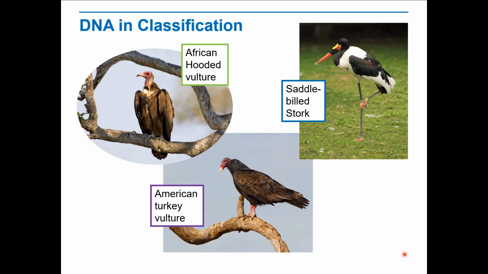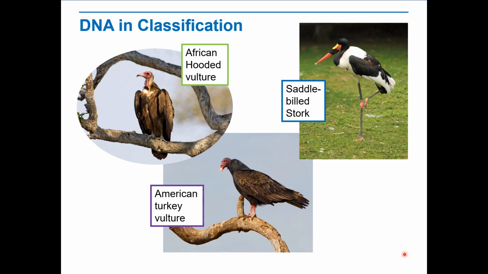Storks share this behavior, while hooded vultures and other vultures from Africa do not. Could the behavior be a clue to the real relationships between these birds? Biologists solved this puzzle by analyzing DNA from all three species.